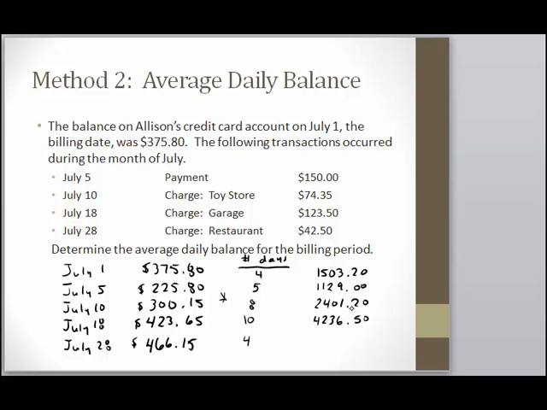And finally, 466.15 times the 4 days that we had that balance, 1864.60. And then we're going to add those balances up. So when we add those 5 numbers up, that gives me 11,134.50.